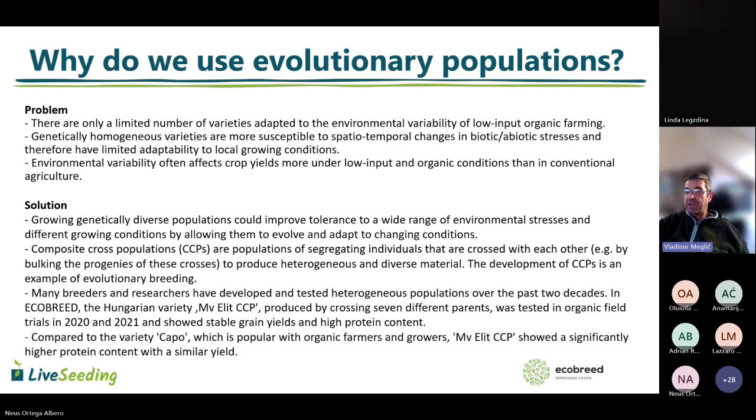And when we compare that to a variety which is popular with organic farmers and growers, our CCP showed a significantly higher protein content with a similar yield. So this is also one thing that could contribute to the well-being of organic farmers using these kinds of populations.